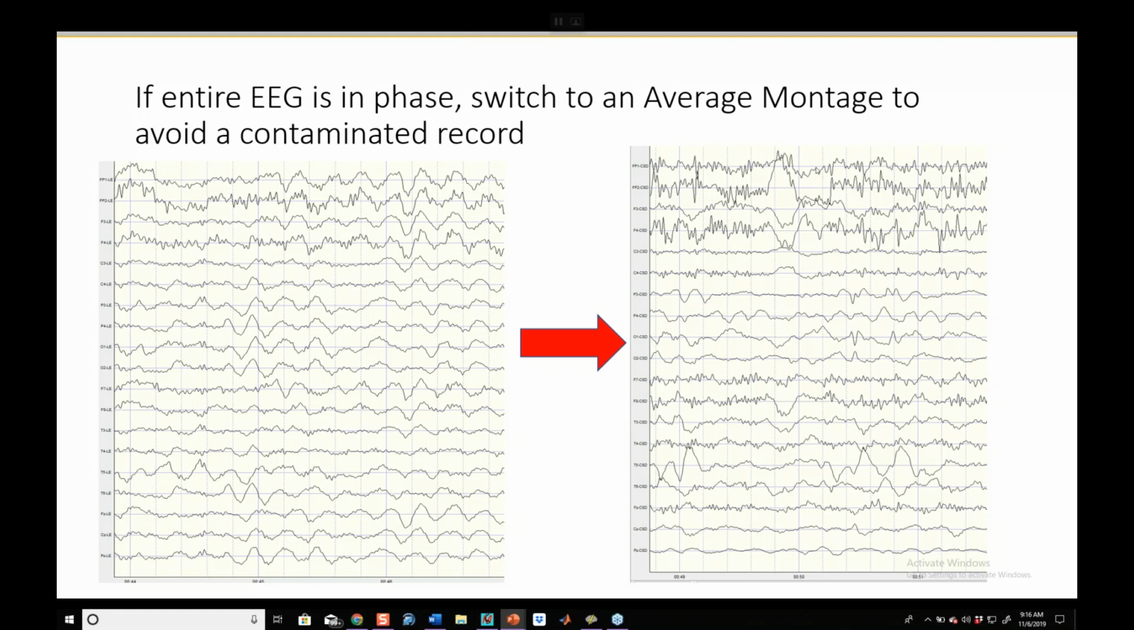So if you find that your EEG is in phase, you're going to switch to an average montage to avoid contaminated records. You can see that picture 1 on the left and picture 2 on the right look very different from an EEG perspective. But if you look at the waveform that's showing up primarily in the left, and then you look at the right, it's coming from T5. So I switched to a Laplacian montage in the right picture, which is an average weighted montage. Now what I'm doing is I'm comparing each electrode to the surrounding electrodes, to the average, or in this case, the weighted average of the surrounding electrodes.